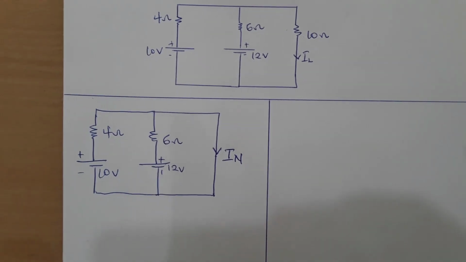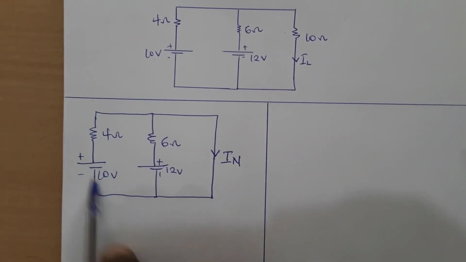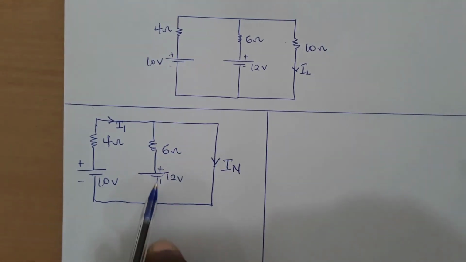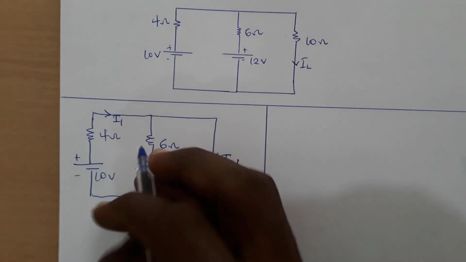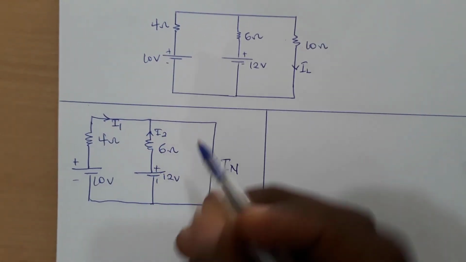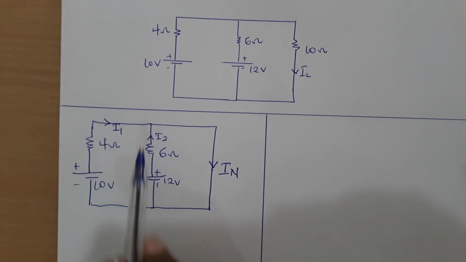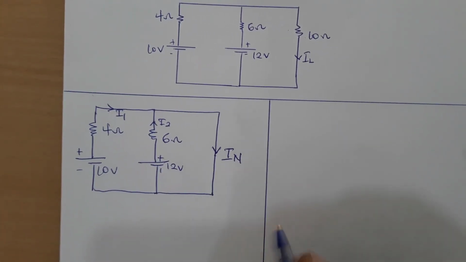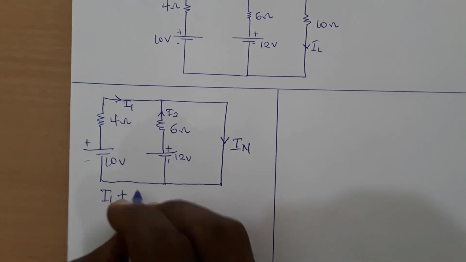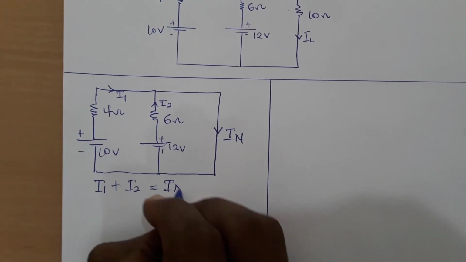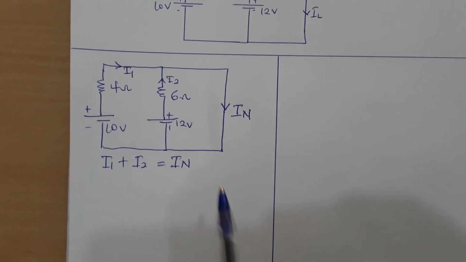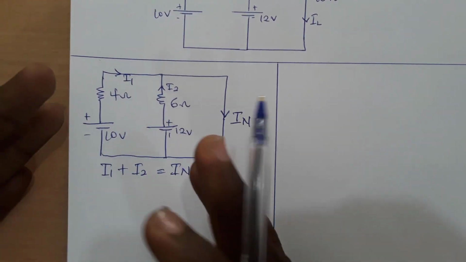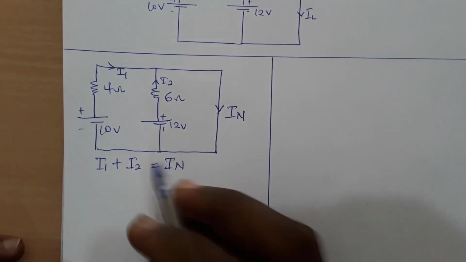So from here we know that this 10 volts will produce a certain current, let's say I1. This voltage source, this 12 volts, will also produce a current I2 here. And when I1 meets I2 on this junction, they will flow through this branch and it should give us IN. So from KCL we can say that I1 plus I2 should give us the value of what? IN. And from KVL we can write loop equations here involving I1 and I2 to find the value of IN. So let's see what will happen.